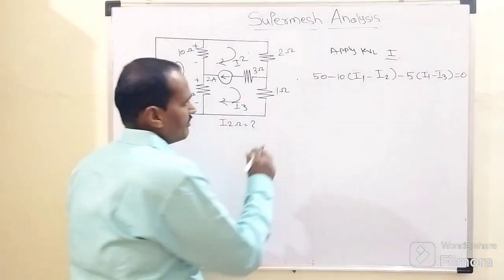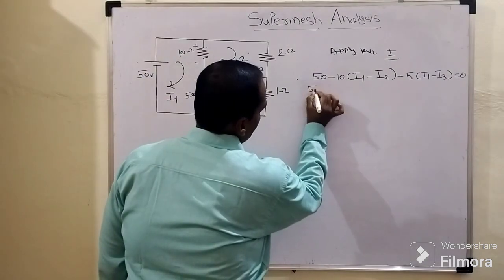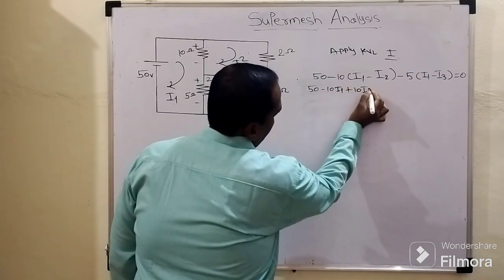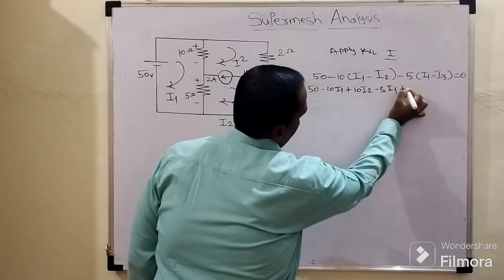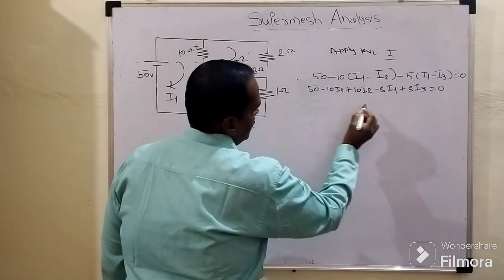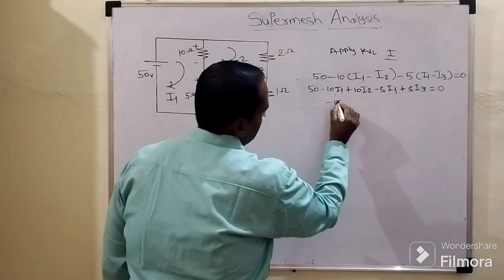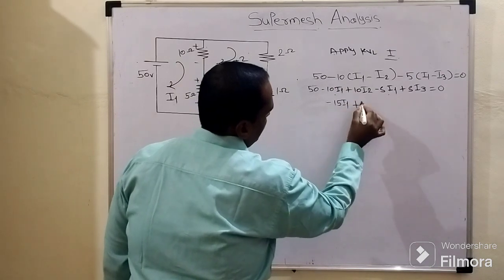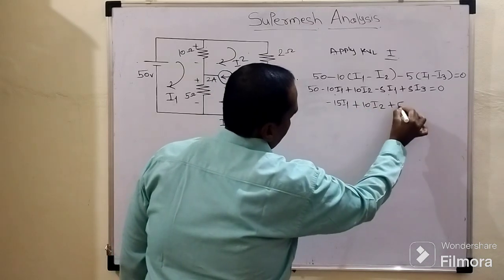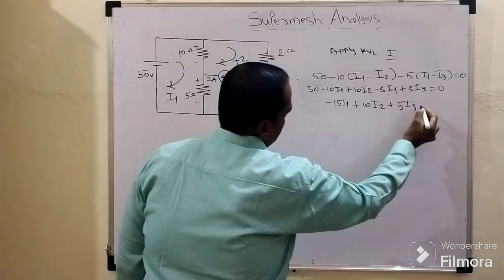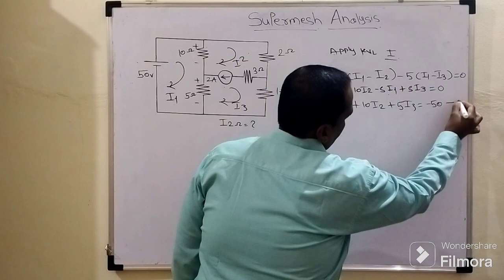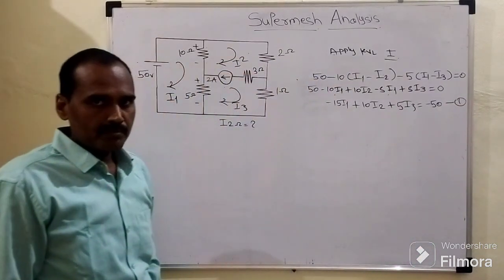Then after that, we need to simplify this statement. As a result of simplification, it will become 50 minus 10 I1 plus 10 I2 minus 5 I1 plus 5 I3 equals 0. So this equation will become minus 10 minus 5, minus 15 times I1, plus how many I2s we are having? Only one, plus 10 I2 plus 5 I3, and this 50 is being shifted to the right hand side of this assignment operator. As a result of shifting, it will become minus 50. So this will become our equation number 1. Right.